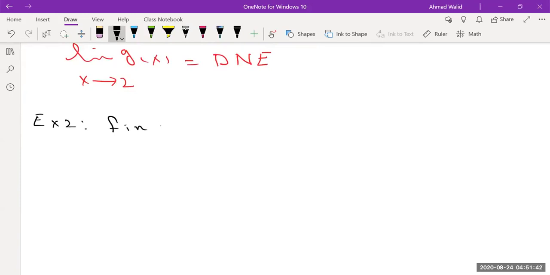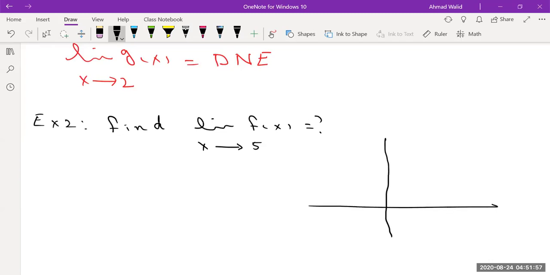One more example. Find the limit of f of x as x approaching to 5, and I'll draw a graph here. This is your function f of x.